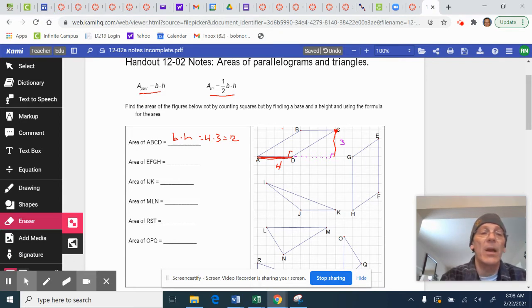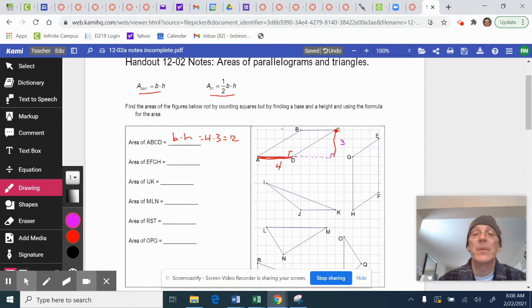Thought I had one other thing. Oh, yeah, I wanted to say that, well, no, I'll save it for the next problem. Let's get my pen back. EFGH, that's a parallelogram. Its formula is base times height.